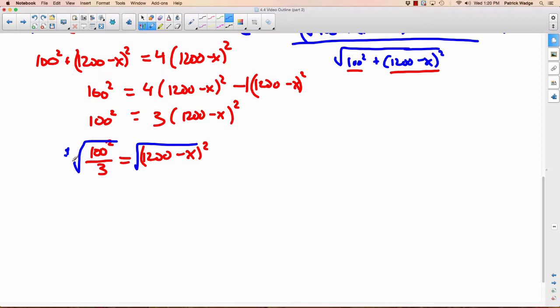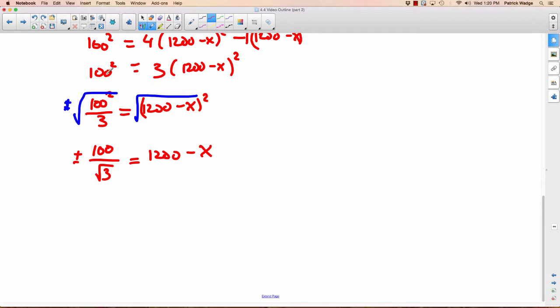Well, this works out nicely because the square root of 100 squared is 100. So we have 100 over, we also take the square root of 3, and it's still plus minus, and what's left on this side is 1200 minus x. We're so close now. Now let's move this x over to the left, so we get x equals 1200.